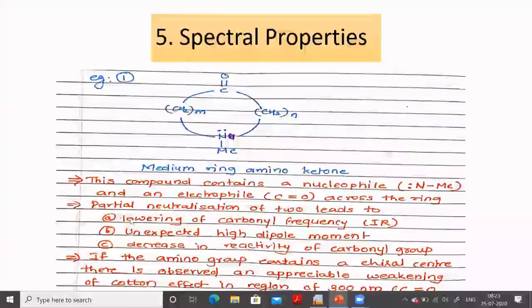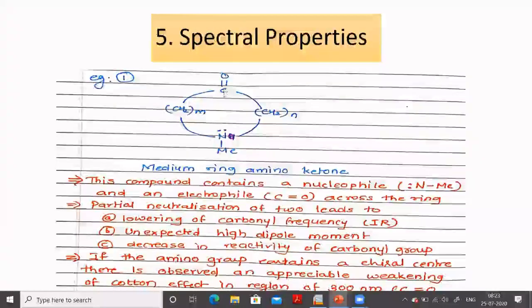The first thing you can see here is a lowering of the carbonyl frequency. Whatever stretching you get in the IR spectra, the intensity of the peak is very small. That indicates the carbonyl is involved in some kind of secondary interaction. And what is that secondary interaction? This is your electrophile and this is your nucleophile.